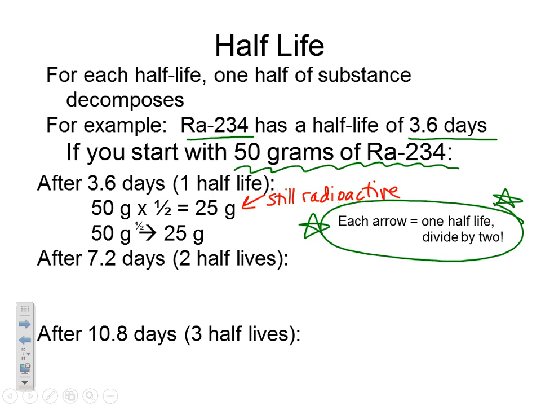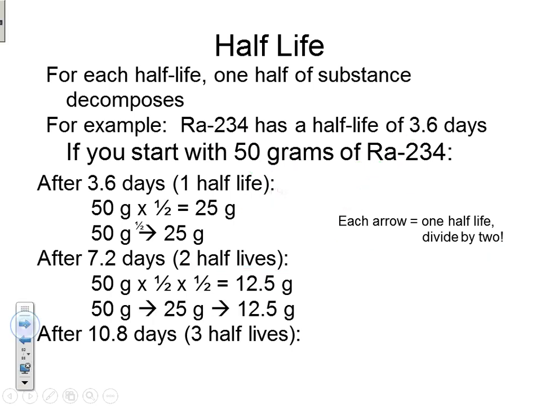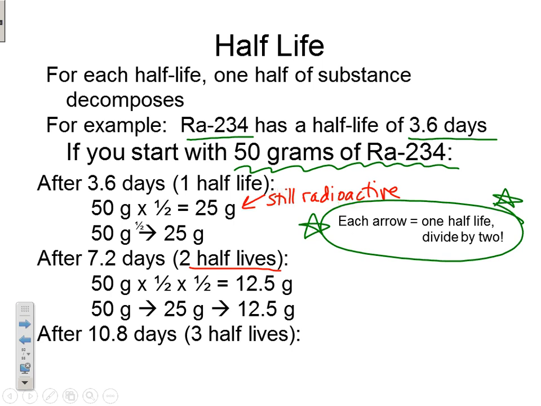So after 7.2 days with this 50-gram sample of radium-234, well, that's 2 half-lives. So I'm taking half of the original amount. So I'm going to have 12.5 grams left, or the way that I'm going to write it out is 50 grams, take half of it, you get 25, take half of that, you get 12.5. So each arrow kind of represents that 1 half-life time span, right? The first half-life was the 50 grams to 25 grams, but then the second half-life was the 25 grams to the 12.5 grams. Each arrow, I'm just taking half.